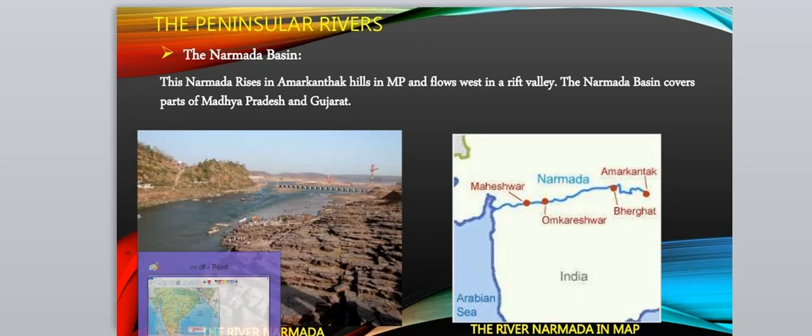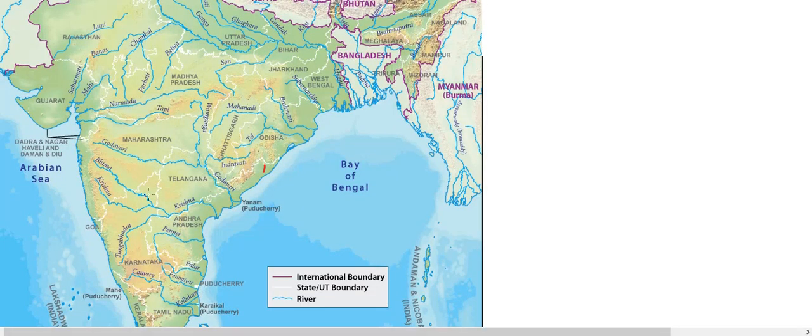So you see that this is the river. It originates from here, Amarkantak. It flows from here. You will find Vindhya ranges. Here is Satpura ranges. So it flows between the two ranges and definitely forms the Rift Valley system. The total length of this river is around 1,312 kilometers. So it is a river of approximately 1300 kilometers.